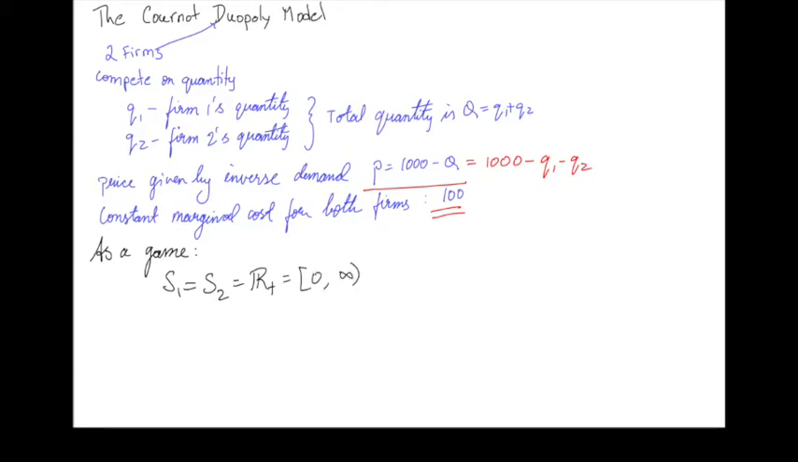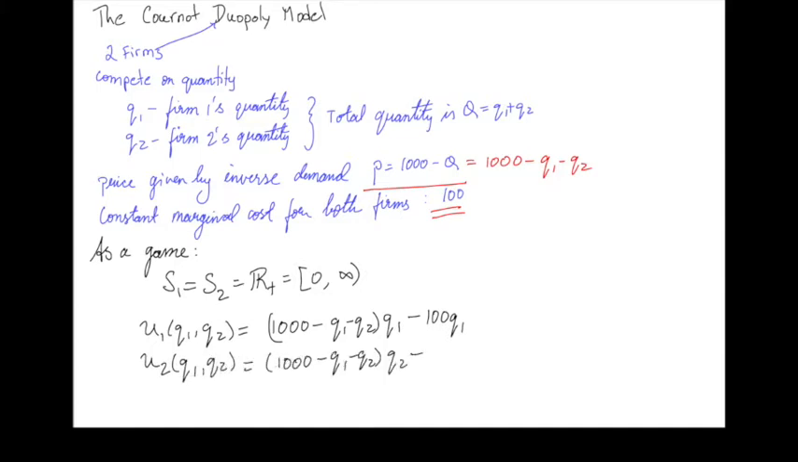What's the payoff to a firm? Firm 1's payoff, if firm 1 picks quantity Q1 and firm 2 picks quantity Q2, is the price, which is 1000 minus Q1 minus Q2, times the quantity that firm 1 produces, which is Q1, minus the cost of producing Q1. Remember, there's a constant marginal cost, so it's 100, which is the marginal cost, times Q1. The payoff of firm 2, when they produce Q1 and Q2 respectively, is the same price times the quantity Q2 minus the cost, which is constant marginal cost times the quantity Q2. So these together define a normal form game.